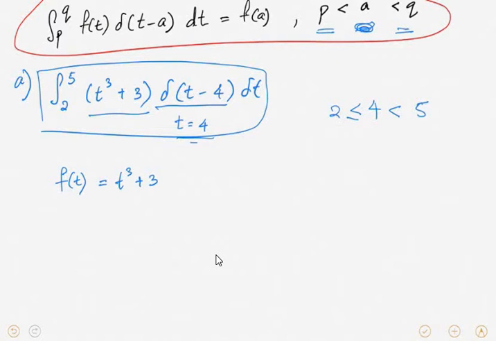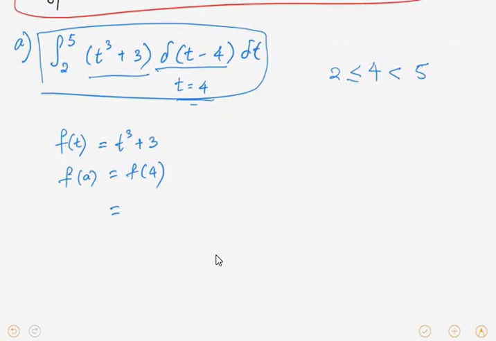Now, your delta t minus 4 means that when t equals 4, the value is 1. Okay, the value is 1. So your fa, the fa equals f(4). And then you substitute the value of t with 4, since the delta t equals 4.